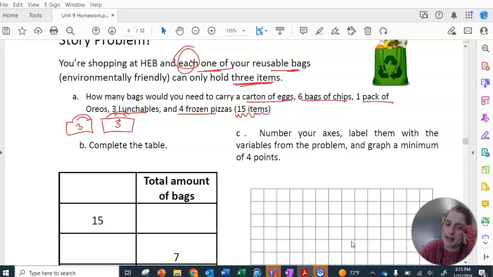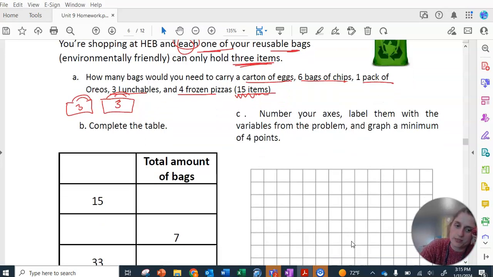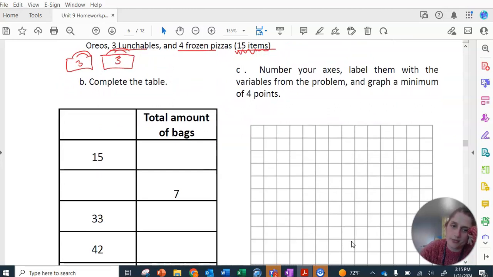You need to figure out how many bags it takes to hold 15 items. That's a question. Don't skip it. Complete the table. We've got number of bags. And what was that 15 that we just talked about? 15, oh yeah, items.